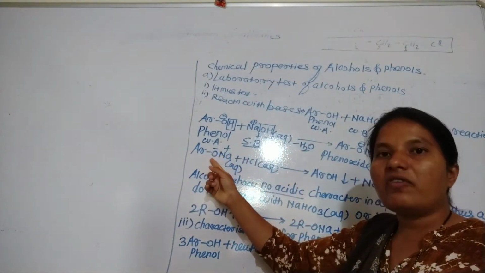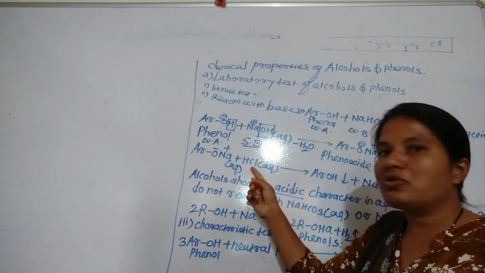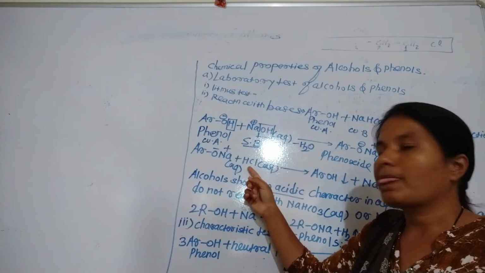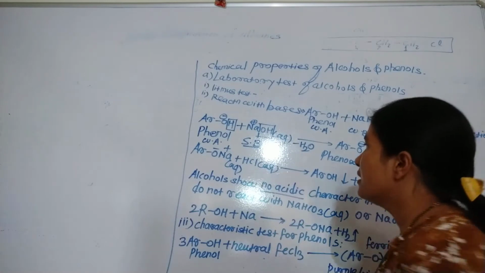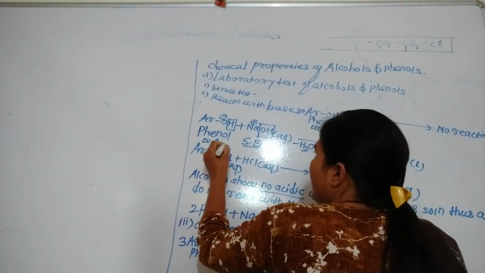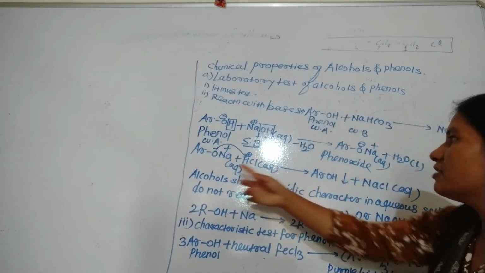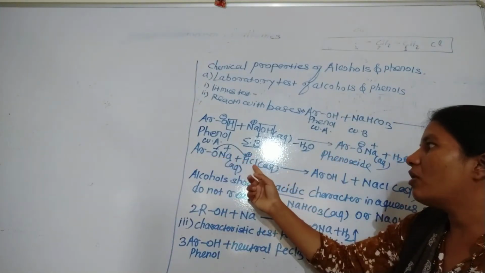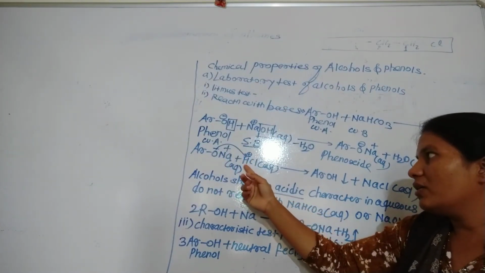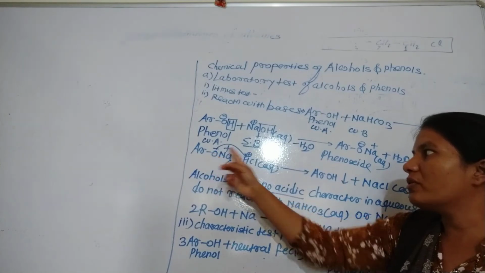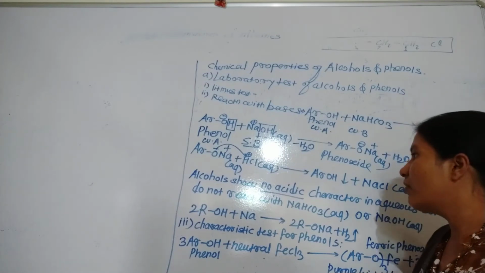Then you can take your phenoxide ion and simply add HCl. What happened in this case? This O minus takes H plus from the acid, hydrochloric acid. A bond forms between the oxygen and hydrogen, and NaCl is formed.